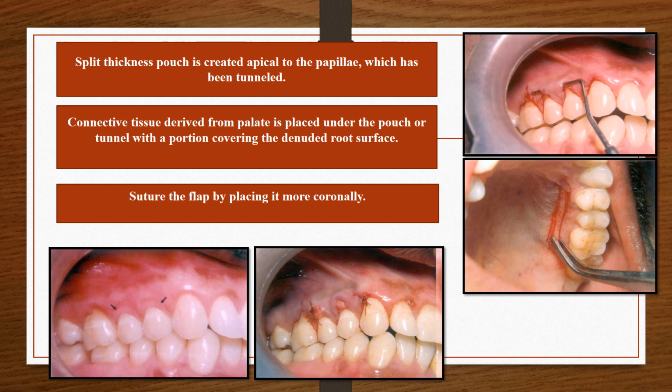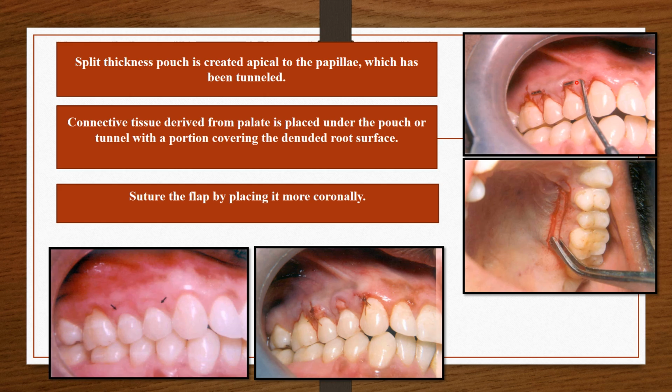Then the split thickness pouch is being created apical to the papilla which has been tunneled. You can see that this has been passed. The probe is easily passing through it, so that is getting tunneled. Then connective tissue derived from the palate will be placed inside the pouch through sutures. So with the sutures it will be inserted inside.